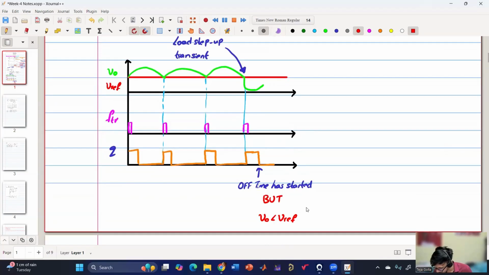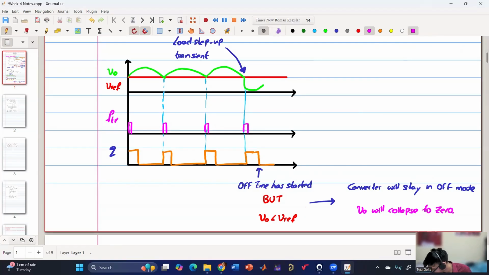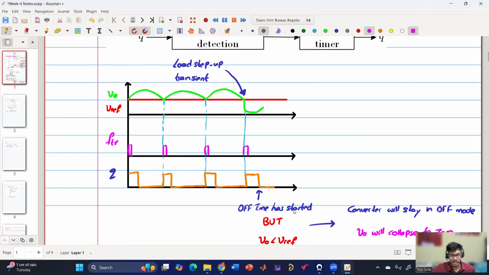So the converter will stay in off duration, like off mode. V naught will collapse to zero. Is it clear for everyone why the system is collapsing? Like what is the need for minimum off time? Is this clear? If you still have confusion, you can let me know, I'll explain.